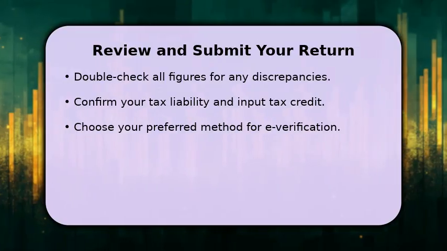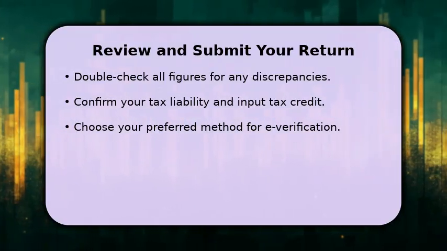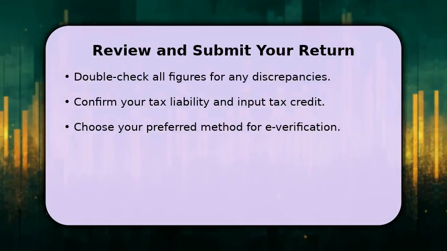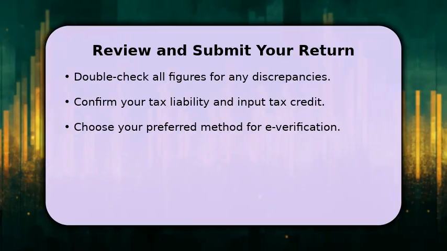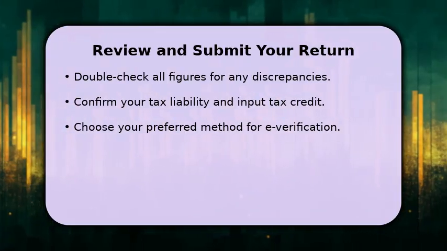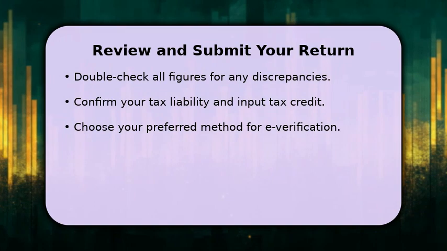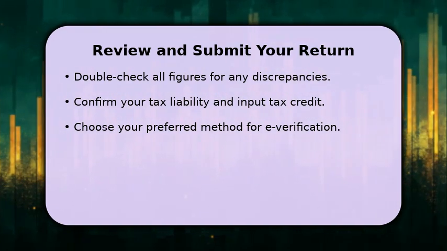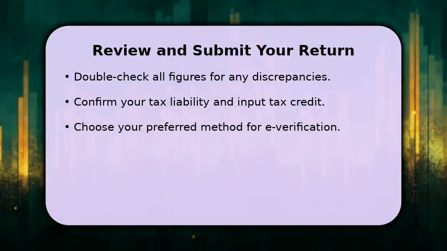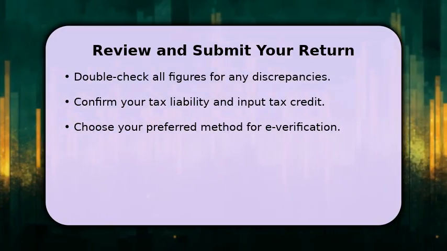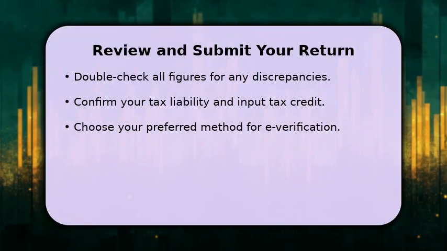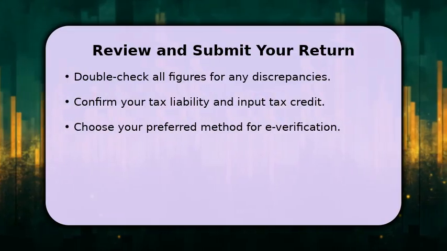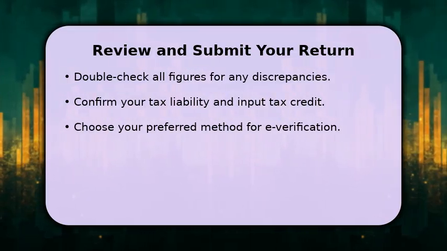The final stage involves a thorough review and submission of your return. Double-check all figures for any discrepancies or errors, ensuring everything aligns with your records. Confirm your final tax liability and the input tax credit you are claiming. You will then choose your preferred method for e-verification, which could be through an electronic verification code or a digital signature certificate. Once verified, submit your goods and services tax return and remember to save the acknowledgement for your records.